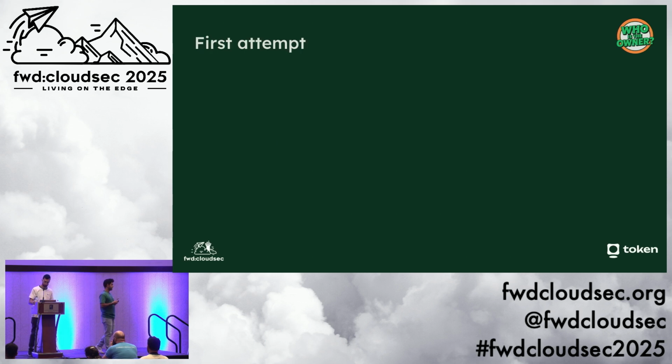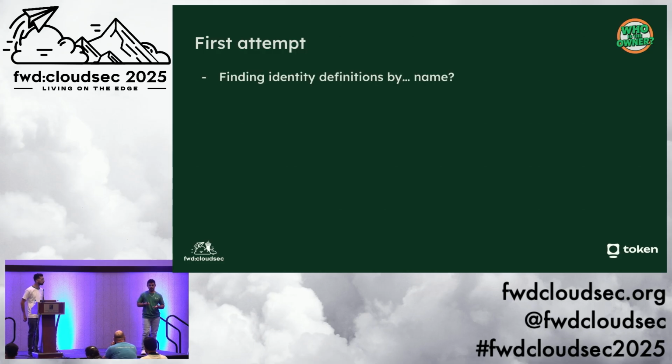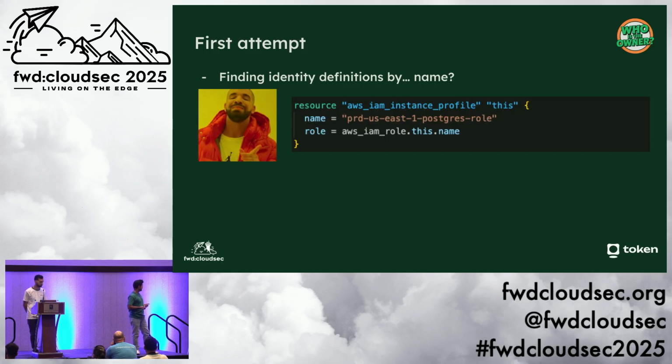Now, we did it first in a pretty straightforward way, because we thought, well, it should be kind of easy because the name of the created identity must be explicitly written in the code somehow. So if we had it like this, it would be pretty simple. If we have a production US East1 Postgres role, then we just look at this identity, we find this name in the code, and we know that each person that edits it is one of the owners for this identity.